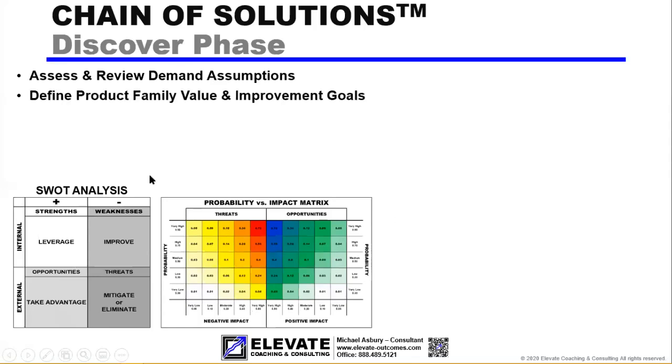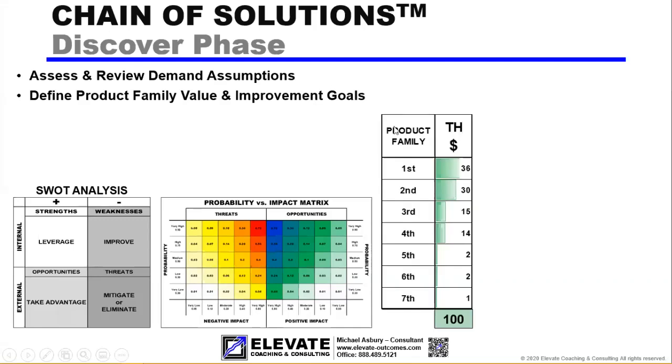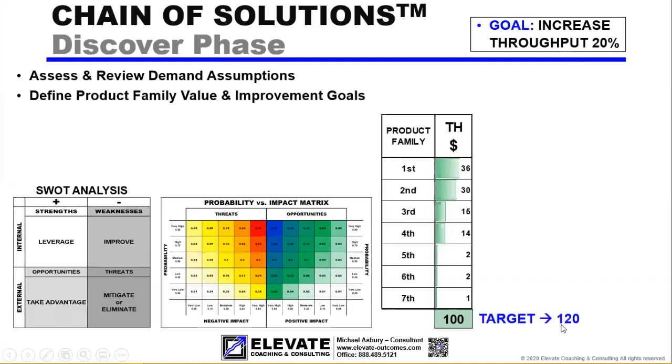So then once we have that information, we need to define which product family it makes sense for us to focus on and how is the value defined by the market segment that is served by that product family. So let's say we have these 7 product families, and this is the throughput that we get from each of them for our company, which happens to nicely work out to be 100. Okay. So we set our goal to increase our throughput by 20%. All right. So our target now is 120. And we identify where do we want to focus on first based on this information.